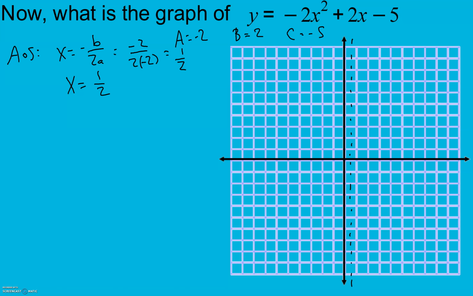Now, the other cool thing about that -b over 2a is when we find our vertex, we know that the x-coordinate of our vertex is always on our axis of symmetry. So I know my vertex is going to have an x-coordinate of 1/2. I plug that into my function. Here, don't forget we square first and then multiply. And I get -4.5. So at half, -4.5 is my vertex.